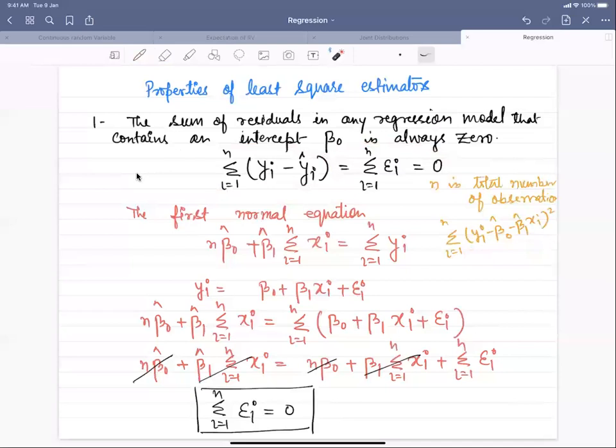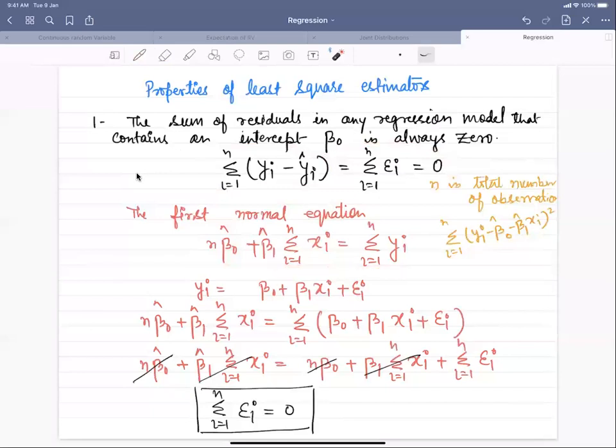it will be minus 2 summation over i 1 to n, yi minus beta naught cap minus beta 1 cap xi, equal to 0. Summation over i 1 to n yi we can take on the other side. These terms will remain on one side. If we sum beta naught cap n times, it will be n beta naught cap. The second term will be beta 1 cap summation over i 1 to n xi is equal to summation over i 1 to n yi.